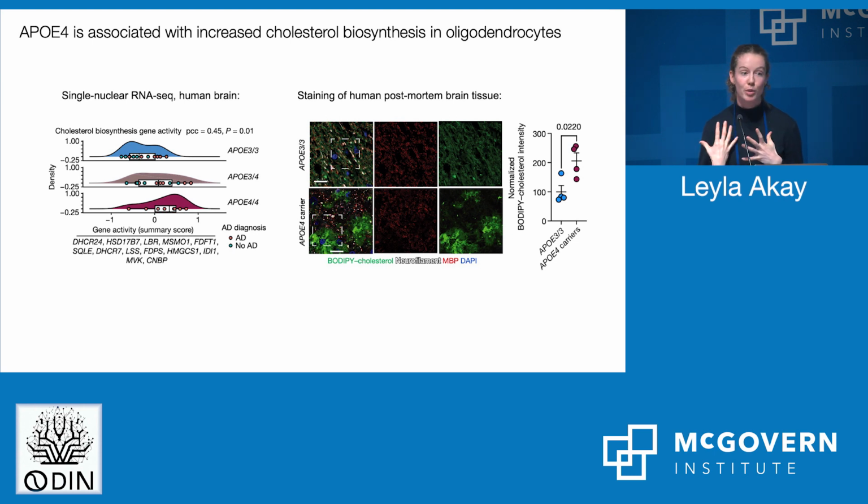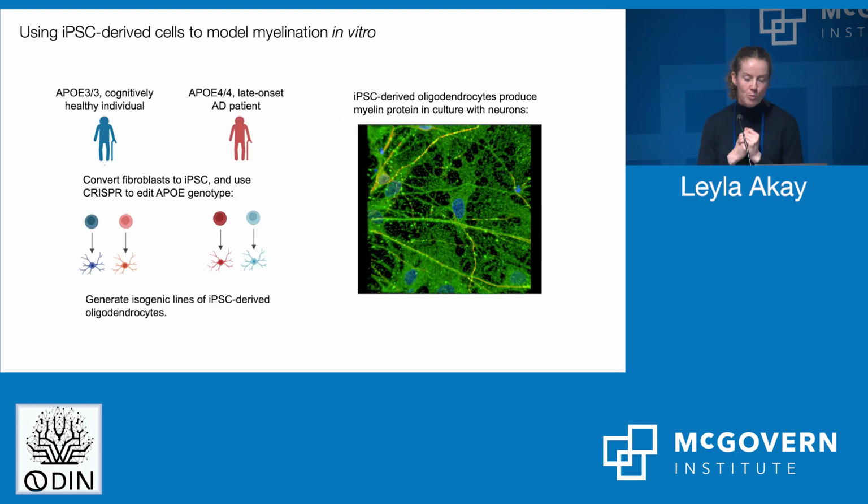And when we went into the human postmortem brain tissue and stained for cholesterol, we noticed that in the ApoE4 carriers, there was this kind of pattern of aberrant cholesterol staining around specific cells. So we next wanted to better understand why this was happening and what this meant.